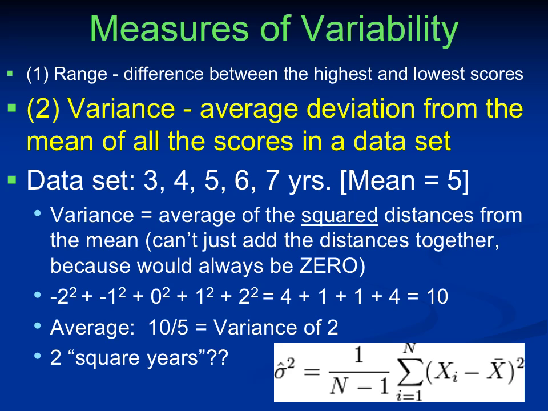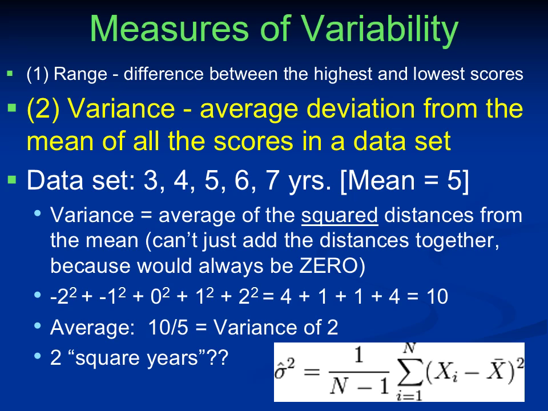Okay, let's talk first about the variance. So variance really is just a measure of the average deviation from the mean of all the scores in your data set, the average deviation from the mean. So how spread out are your values from that average mean number?